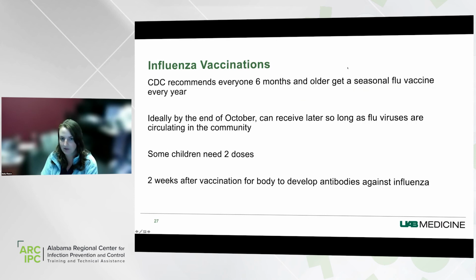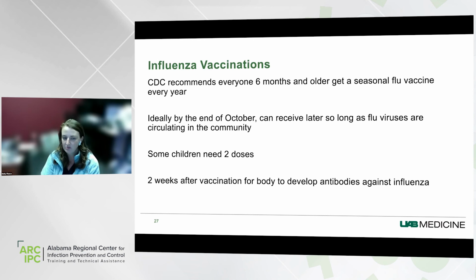Reiterating again that everyone 6 months of age or older gets a seasonal flu vaccine. The timing is essentially now. So the ideal time period is by the end of October, but that does not mean that after October, you should not get your flu shot. You should. So if there's any delay, as long as there is circulating flu virus in the community or before there's circulating flu virus in the community, you can still get your flu shot.